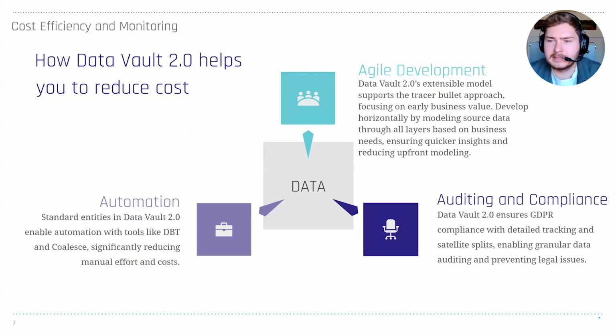Agile development, like I said, we use the tracer bullet approach, so we try to produce business value really early and often. Essentially, every sprint you want to produce some kind of business value, which is different from traditional data warehousing, where you had a lot of planning, a lot of modeling upfront. So you can deliver business value really quickly and therefore save cost.